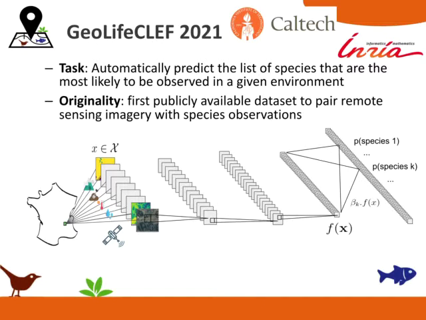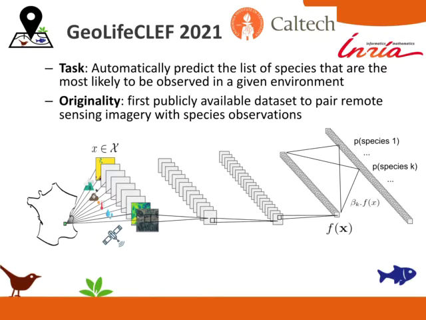So now let's talk about the GeoLifeCLEF challenge, which is organized jointly with Caltech and INRIA. Here the task is not to recognize species, but rather to predict the list of species that are the most likely to be observed in a given environment, so at a given place. The idea is that we provide a geolocation and some data associated to this location, so remote sensing data and environmental rasters, and the goal is to predict the species that are likely to be observed there.